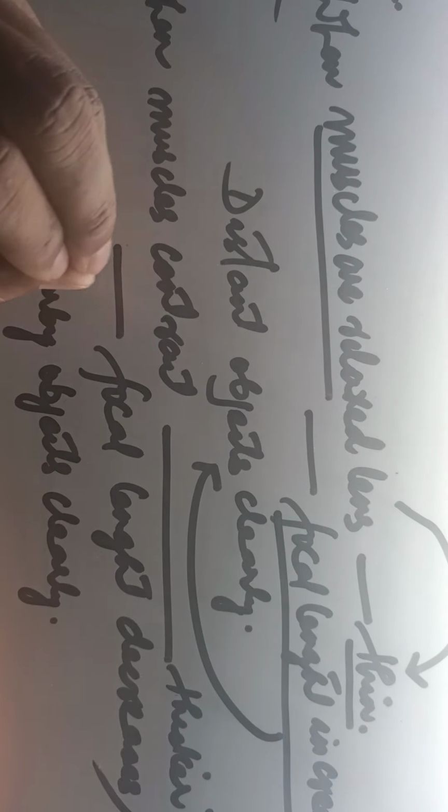Here, a very important point for you to remember is that the eye is able to see the nearby objects clearly as well as far away objects clearly by increasing or decreasing the focal length. And how the focal length increases or decreases depends on whether the muscles are relaxing or the muscles are contracting. Okay, so now we come to the definition.